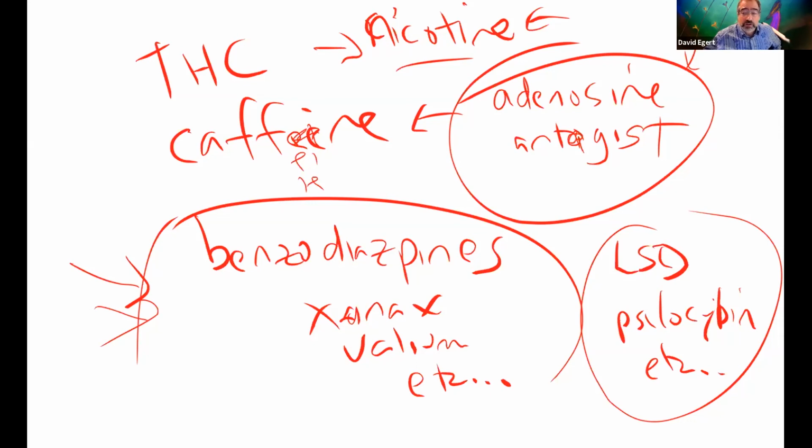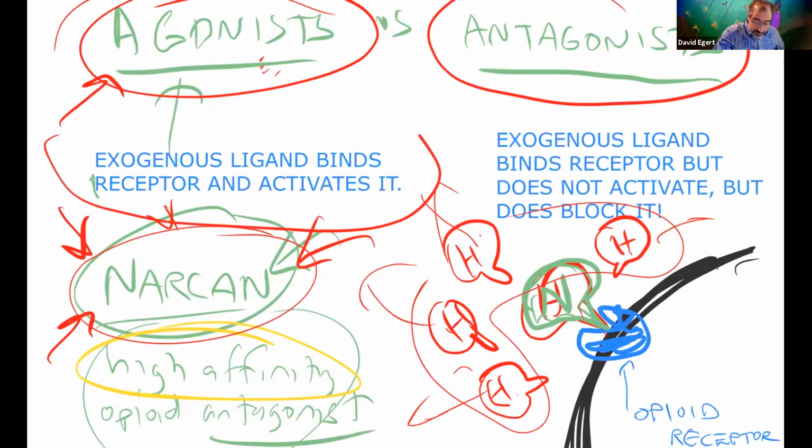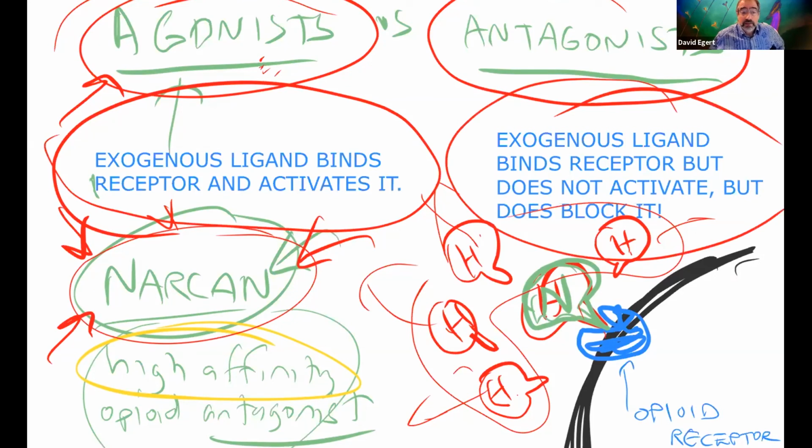So these drugs are used all sorts of ways, clinically, recreationally. But again, the take-home message is this idea of agonists can bind and activate, antagonists bind and block. And then there are things that are in the middle. There are things called partial agonists, but we'll talk about that later.